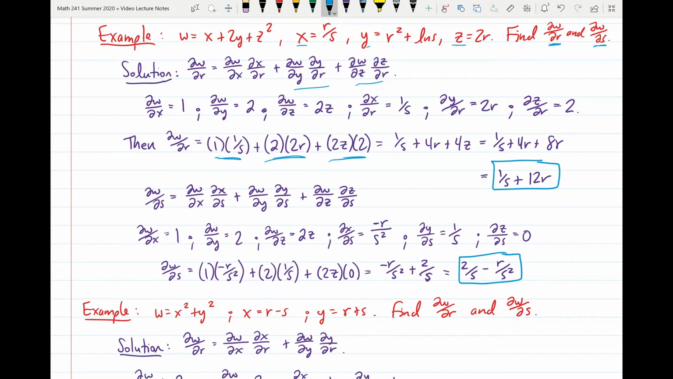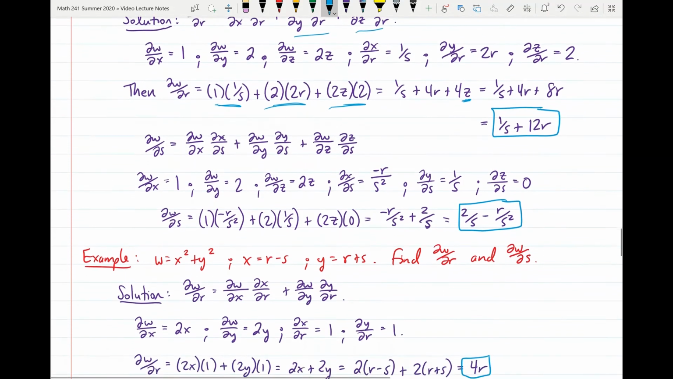And again, we don't want these intermediate variables showing up in our expression here for the partial derivative. So we go back up and look at z in terms of the variables s and r. We find that z is just equal to 2 times r. So we substitute 2 times r for z. And then ultimately this gives us 1 over s plus 12r.